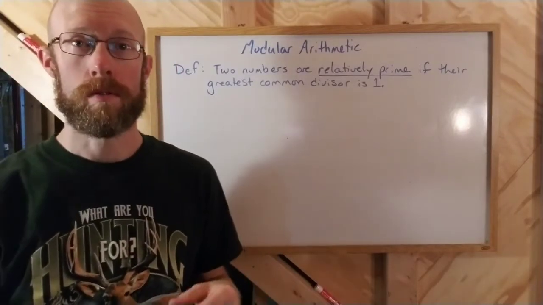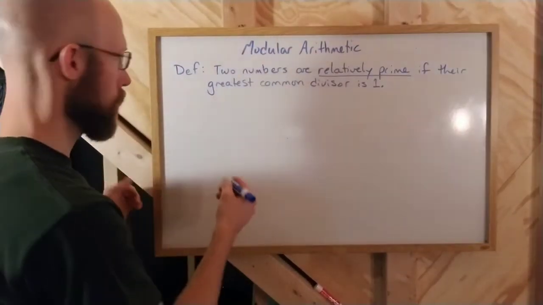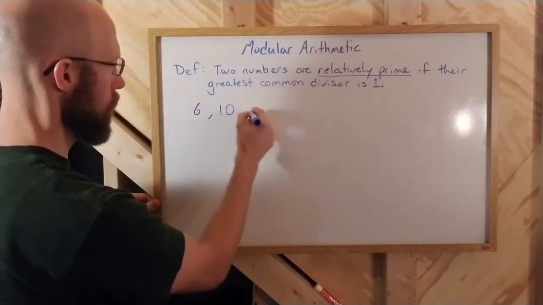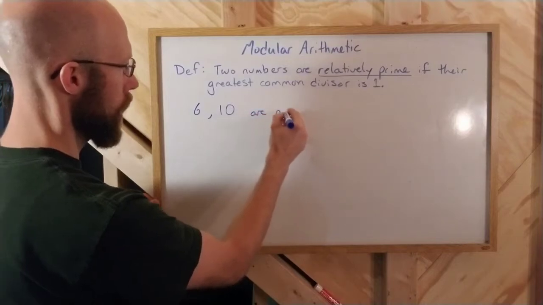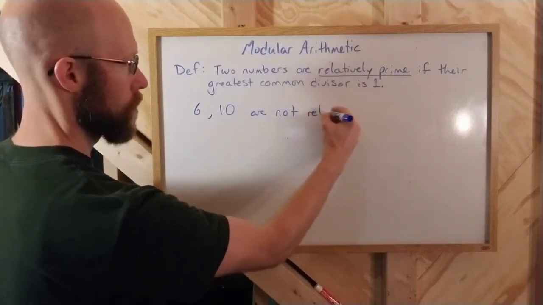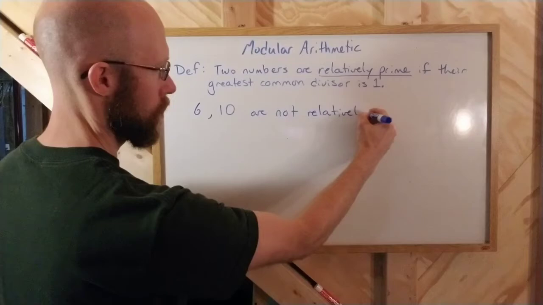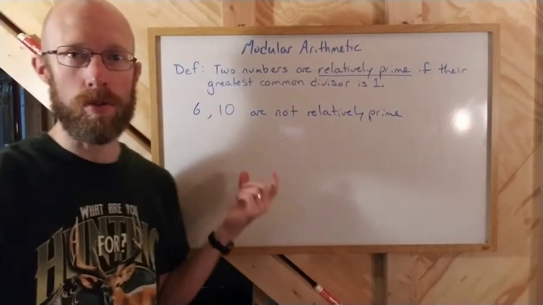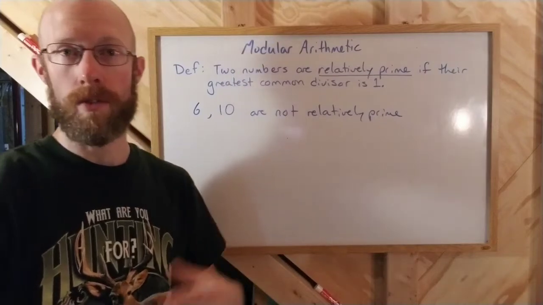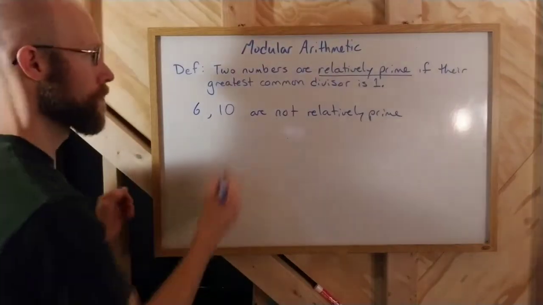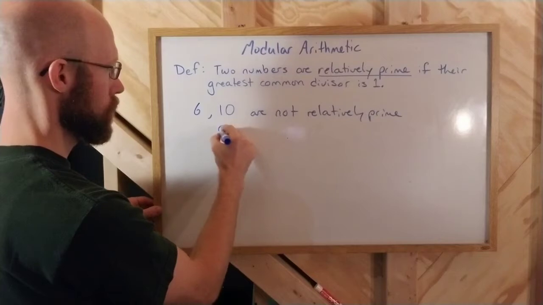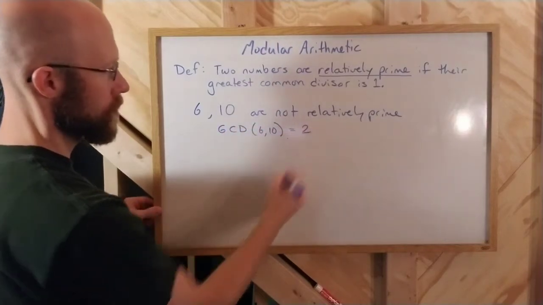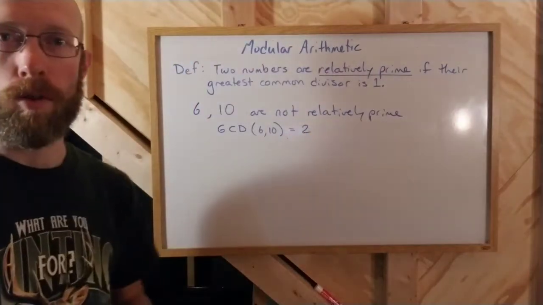So in other words, if I gave you a list of some options, things like 6 and 10 are not relatively prime because their greatest common divisor is 2, right? They have a divisor other than 1. So the GCD of 6 and 10 is equal to 2, so they're not relatively prime, okay?